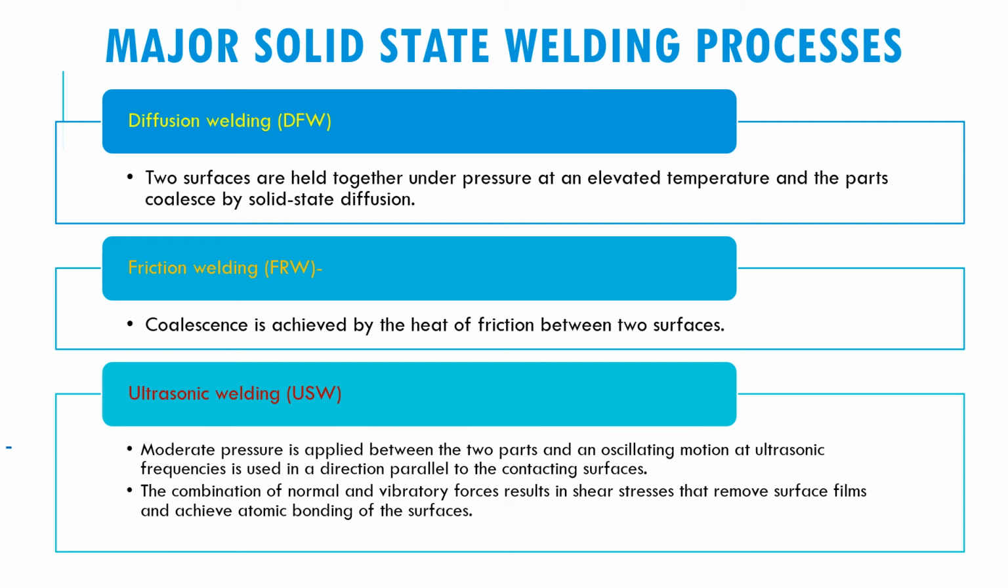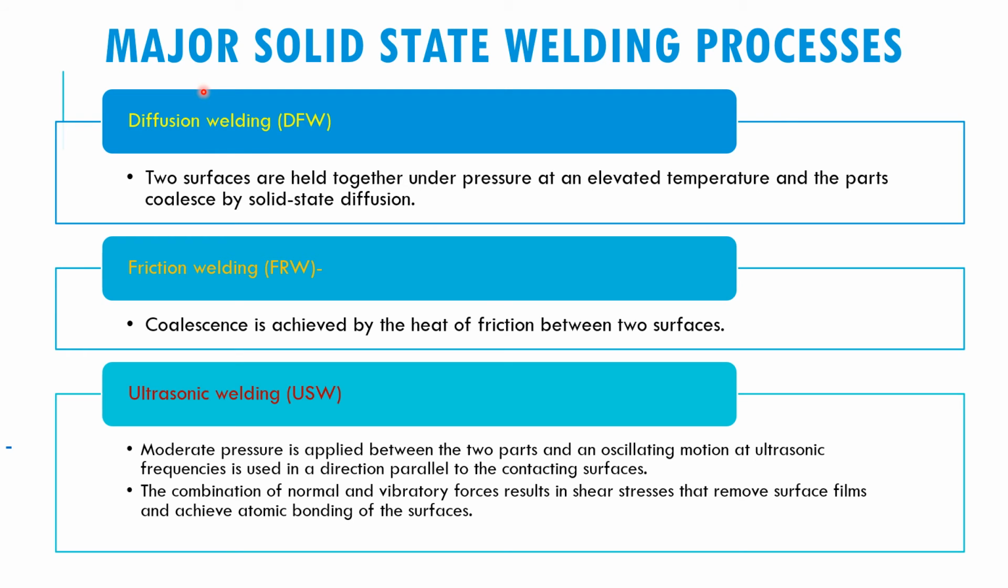There are three major solid state welding processes that we are going to cover in this class: diffusion welding, friction welding, and ultrasonic welding. Diffusion welding is a process where two surfaces are held together under pressure, and then temperature is elevated, and the parts will coalesce by solid state diffusion, meaning that the metal from these two layers will diffuse into each other.